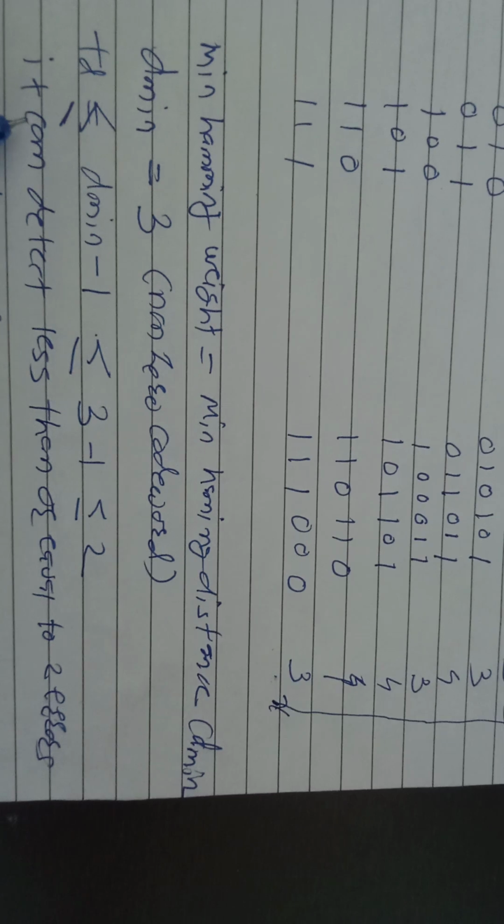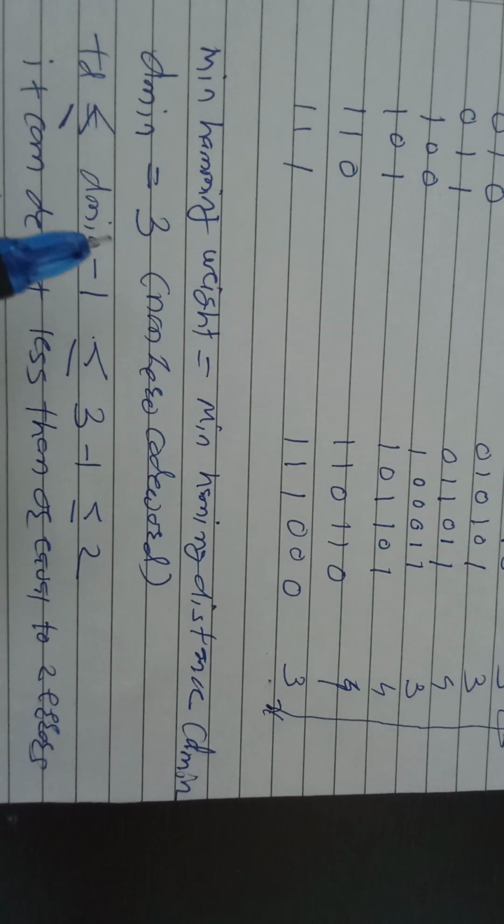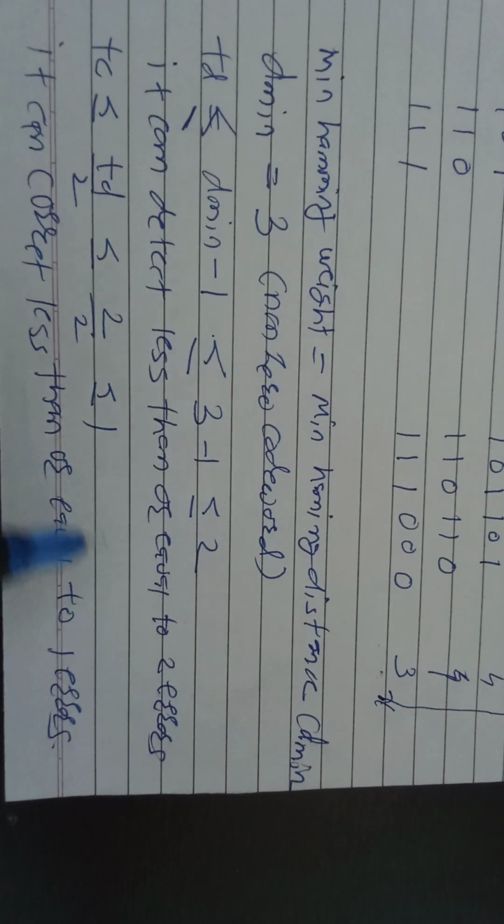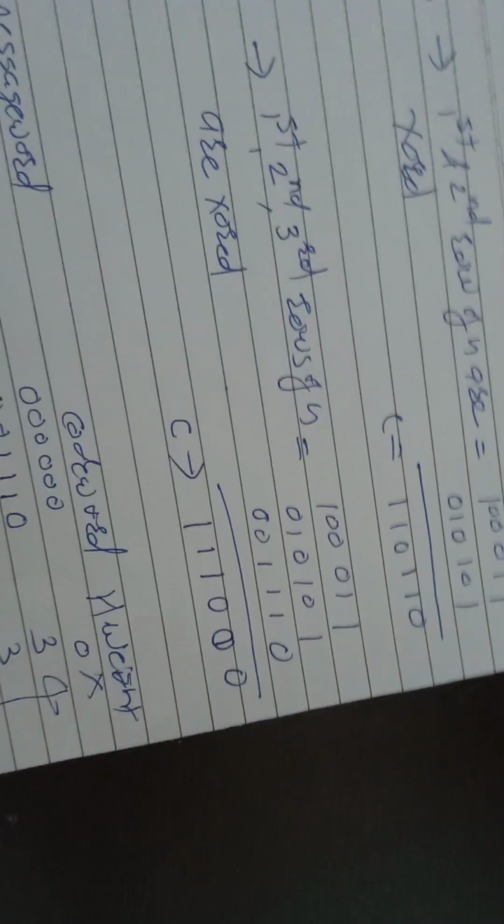So why is it necessary to find the minimum? So you will get to know how many errors this can detect and how many errors this can correct. So this code can detect d minimum minus 1, that is 3 minus 1. So this code can detect less than or equal to 2 errors. How many errors can it correct? That is less than or equal to (d minimum minus 1) by 2, that is 2 by 2, that is less than or equal to 1. So it can correct less than or equal to 1 error. So this is the encoding part of the linear block code.